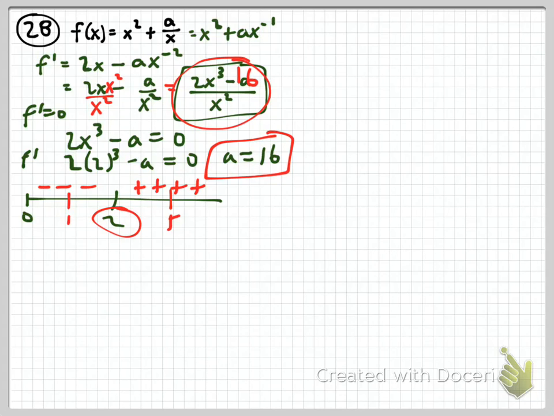Well, the second part of this, though, is to figure out what would a be. Forget about part a now. What would the value of a be to then have a point of inflection at x equals 1?